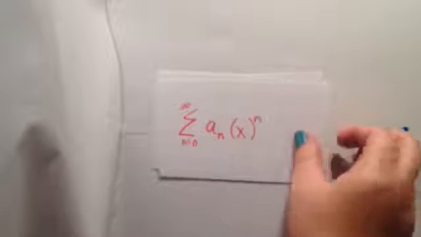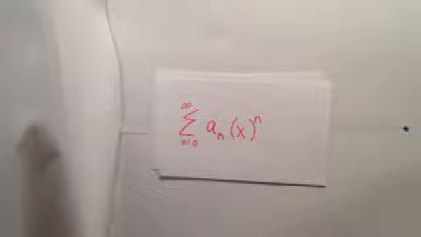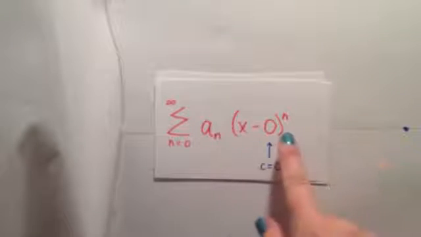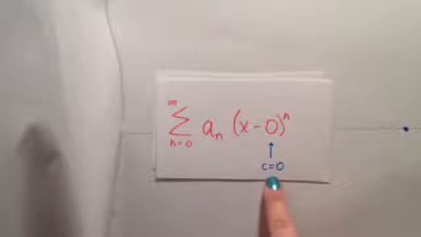For example, here's a power series centered at 0, also known as a Maclaurin series. It is the summation from 0 to infinity of a of n times x to the nth power. As you can see, this can also be written as x minus 0, because c equals 0.